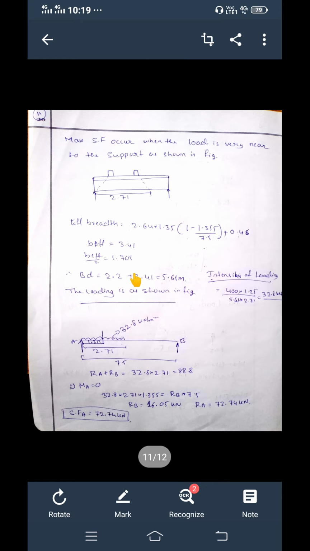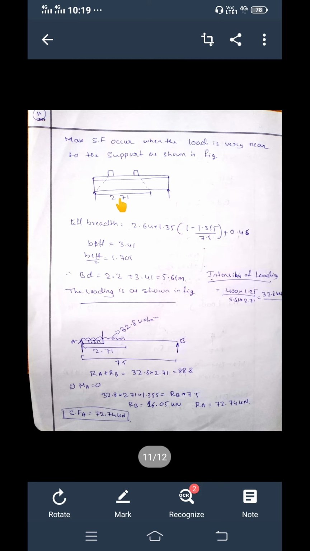Let us find out the effective breadth. Why do we need to find it? Because the intensity of pressure is going to change. Your BD and LD will be fixed. The length of dispersion will be fixed because the length of the vehicle is fixed, but the breadth depends upon where the vehicle has been kept.